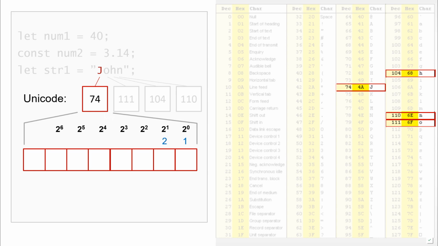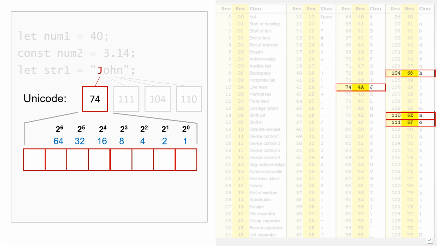If you take 2 to the power of 1, this would be equivalent to 2. If you take 2 to the power of 2, this would be equivalent to 4. 2 to the power of 3 would be equivalent to 8. 2 to the power of 4 would be equivalent to 16. You get the drift. 2 to the power of 5 would be equivalent to 32. And 2 to the power of 6 would be equivalent to 64.